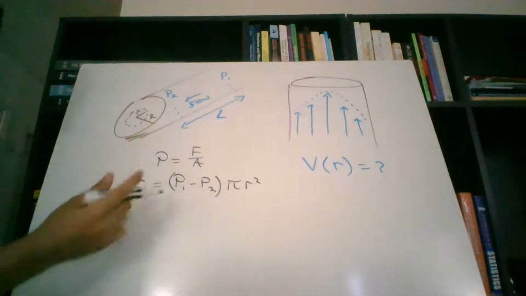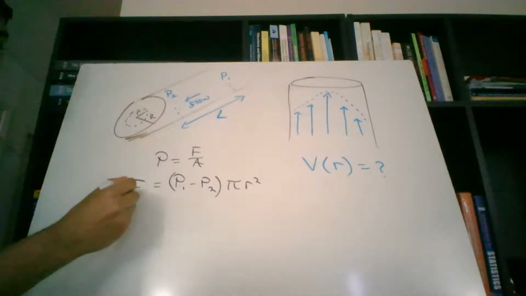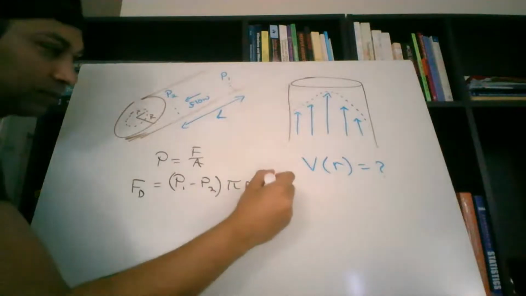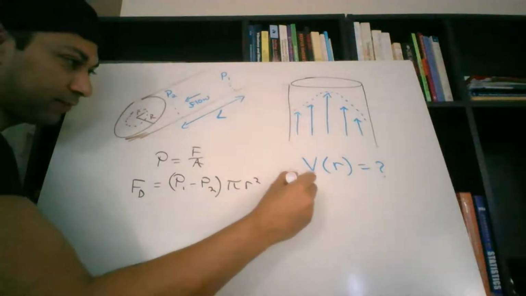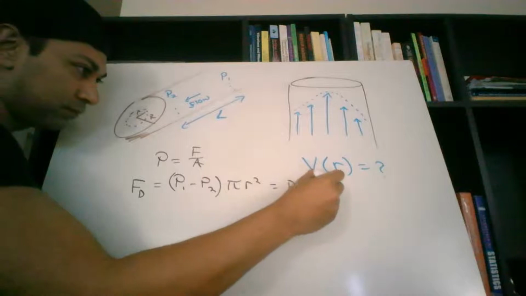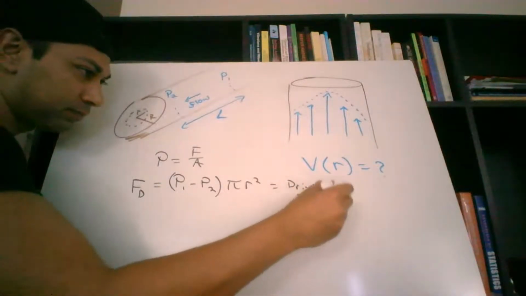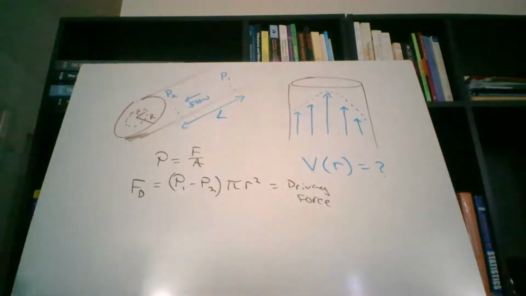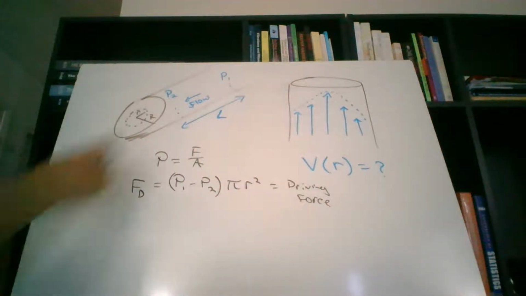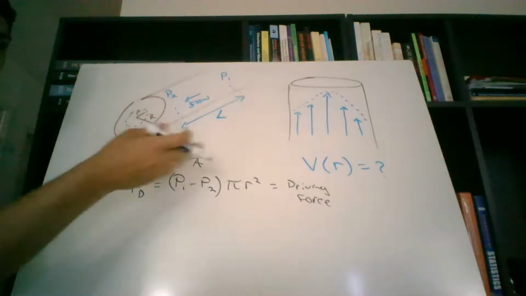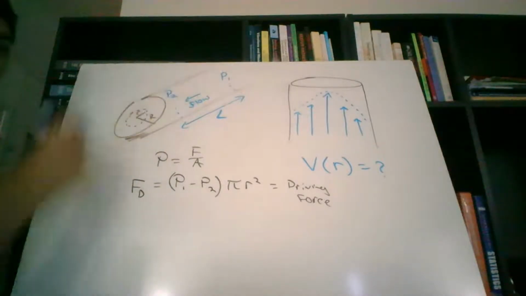And it's not just any force. This is called the driving force. So we're actually going to be referring to forces here. There's a force going in this direction here. Now, there's going to be a force from the viscosity that's slowing it down.